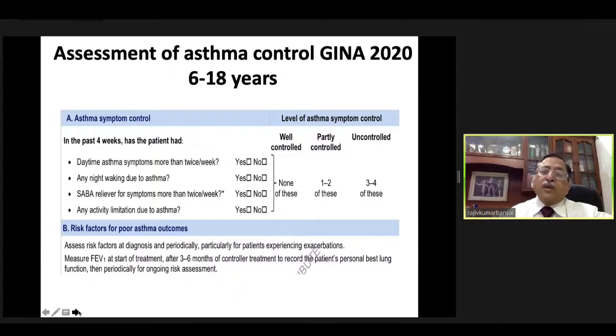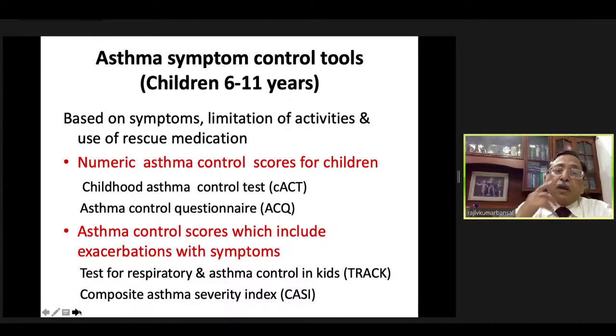A well controlled patient gives you real satisfaction, because the patient comes and tells you, yes, doctor, I'm very well. I'm much better than what I was. And what's more heartening to a doctor? More heartening to a doctor is good control. A good control makes a major difference and also gives you a real good insight in managing your next patients also. So that has to be taken care of at the same time. So we have various tools to find out asthma symptom control. There are various tools for 6 to 11 years of age.